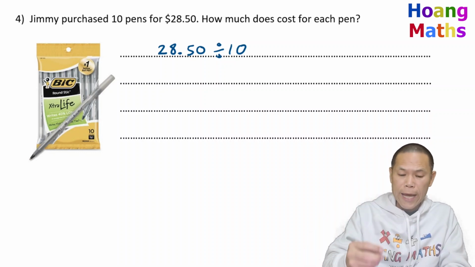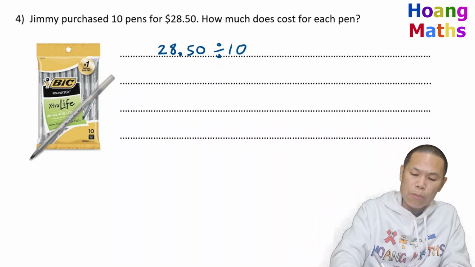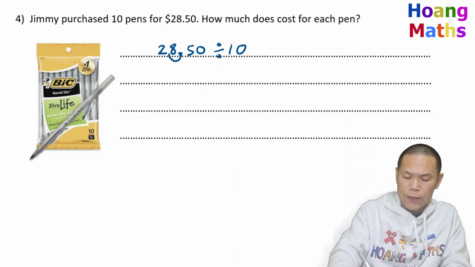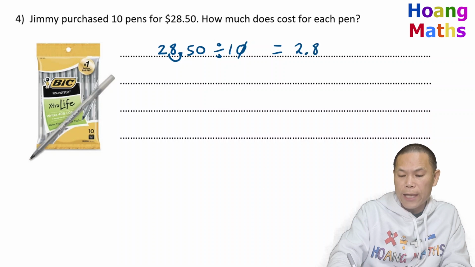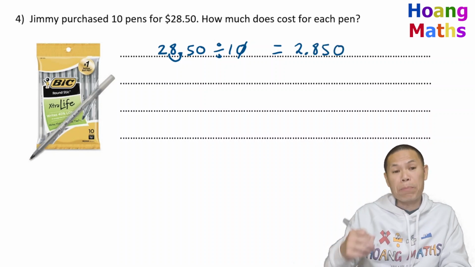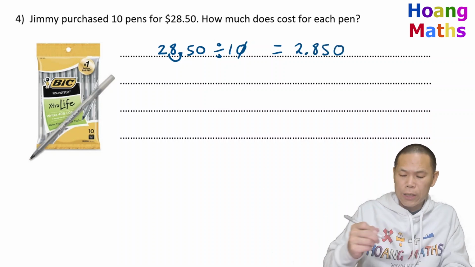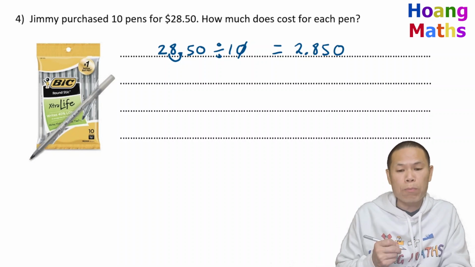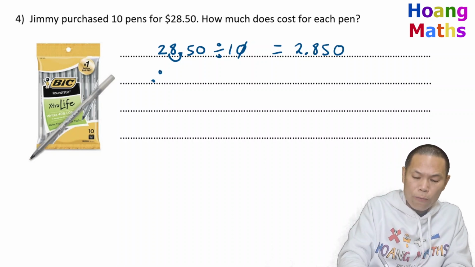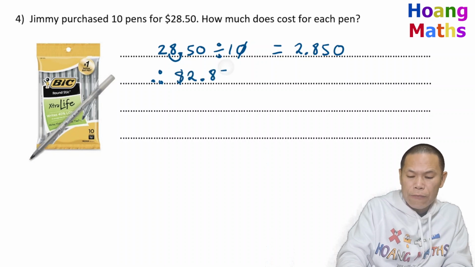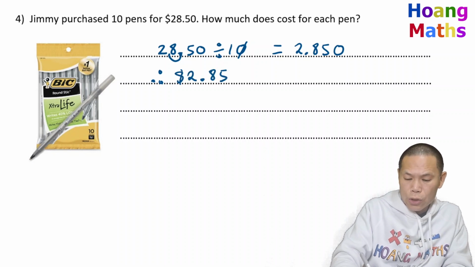So to divide by 10, we just move this decimal point 1 unit to the left. We cancel this out. So that becomes 2.850. But because we're dealing with money, we can just write up to 2 decimal places. So therefore, $2.85 each.